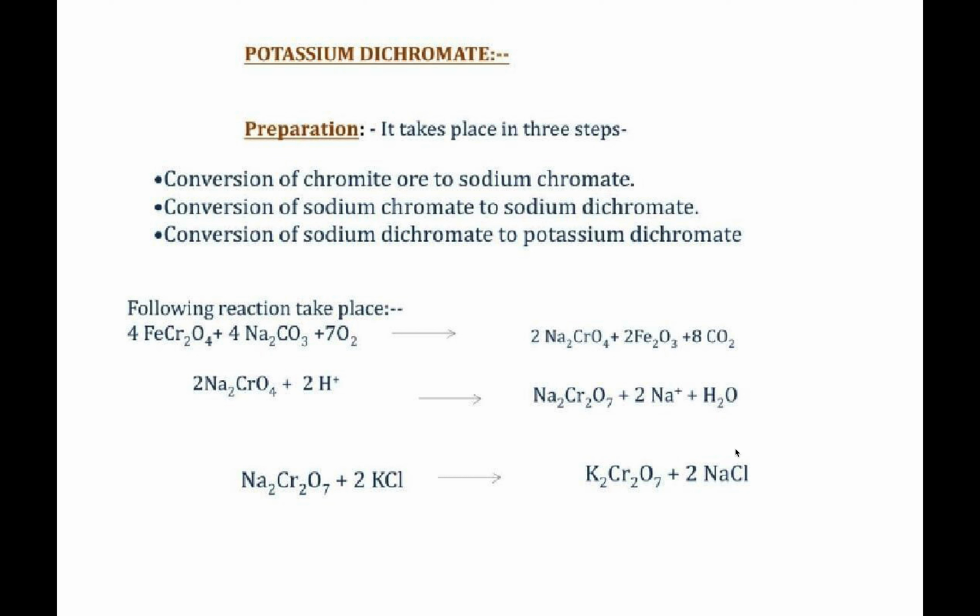And now we will look at the preparation of potassium dichromate, which takes place in 3 steps. First step is to convert the chromite to sodium chromate. So you can see in the equation, iron chromite is treated with sodium carbonate and oxygen, and you get sodium chromate. Then sodium chromate is converted to sodium dichromate by adding 2 hydrogen ions. And finally sodium dichromate is treated with KCl, potassium chloride, and you get potassium dichromate and sodium chloride as the end product.